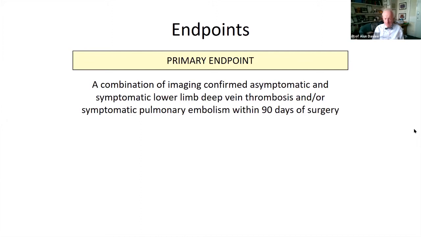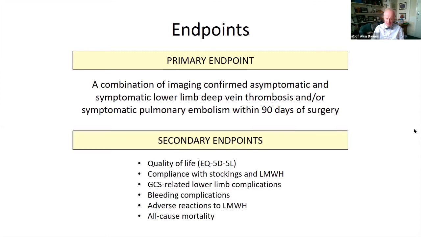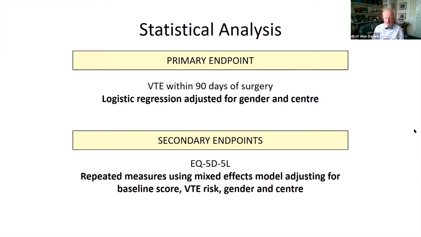So the primary endpoint was a combination endpoint of asymptomatic and symptomatic lower limb deep vein thrombosis or symptomatic pulmonary emboli within 90 days of surgery. Now the asymptomatic group were such that all patients were required to have a duplex scan at around about 3 weeks to rule out a DVT. Then there were the classic secondary endpoints such as quality of life, complication rate, compliance, etc. Statistical analysis was performed in a standard fashion.